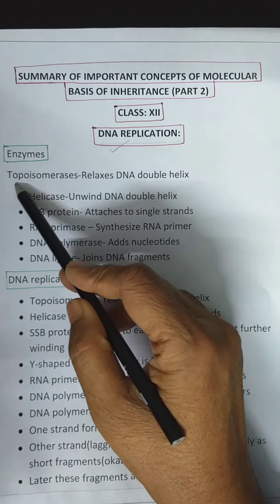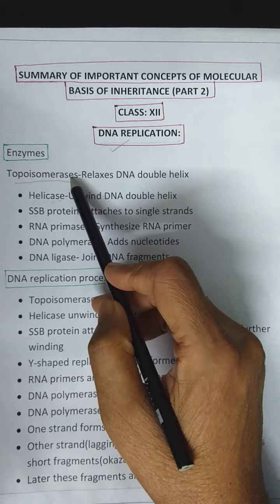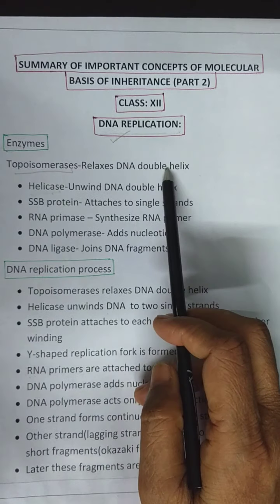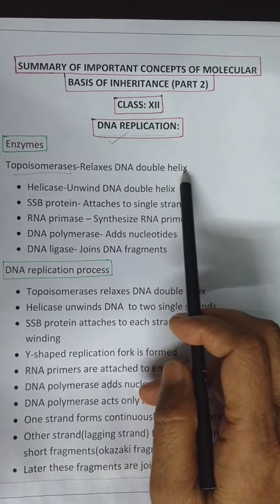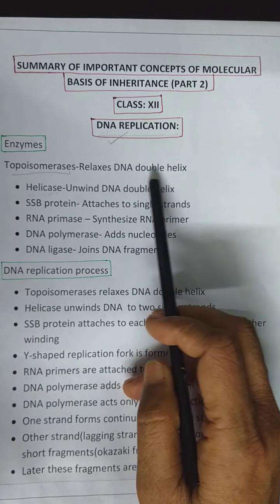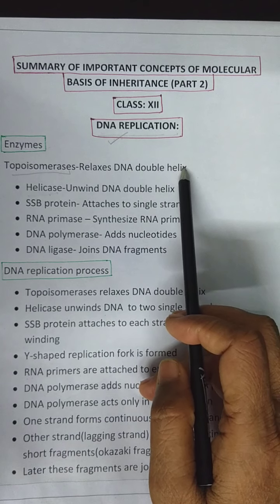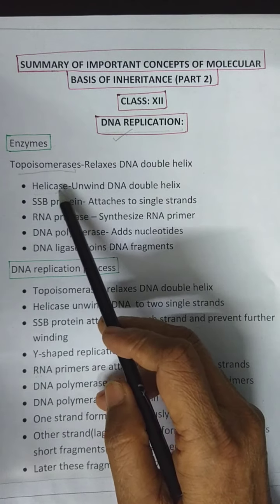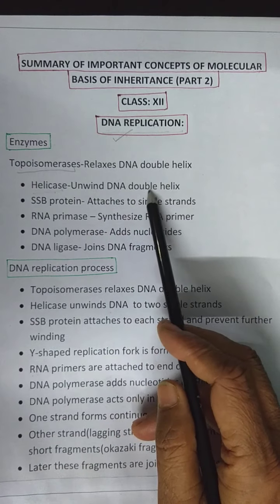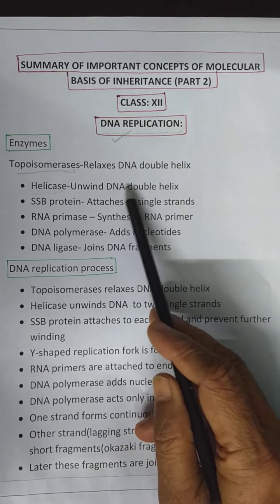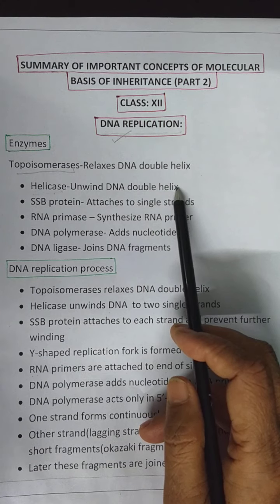First enzyme is topoisomerase. It relaxes the DNA double helix. You know that DNA is a double helix, so it helps in relaxing the double helix. Second is helicase. It unbinds the DNA double helix. It helps in unbinding the double helix.